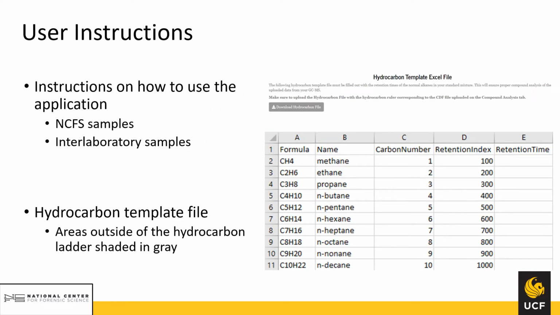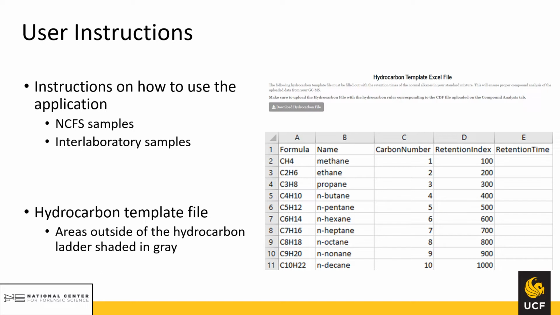On the User Instructions tab, instructions for running a sample directly from the National Center for Forensic Science databases and uploading a file from your own laboratory are present. A hydrocarbon template Excel file is also provided in this tab in order to input the retention times for the carbon ladder run from the ASTM reference standard on your GCMS. An example of a portion of the hydrocarbon template can be seen here on this slide.